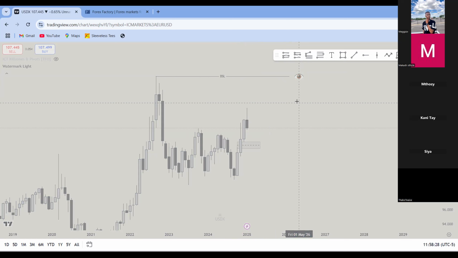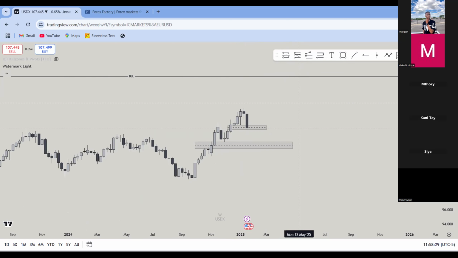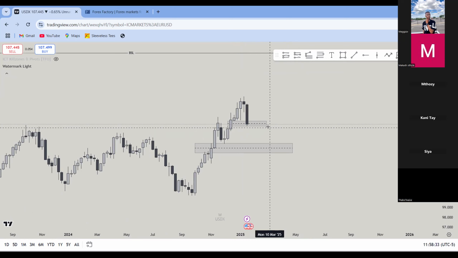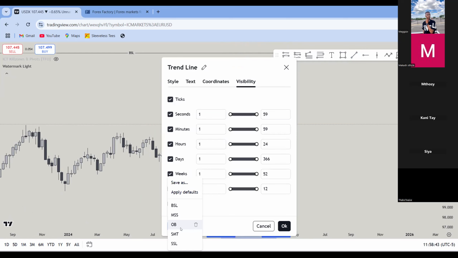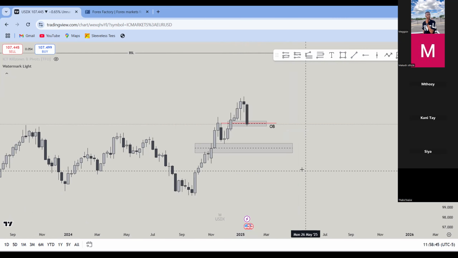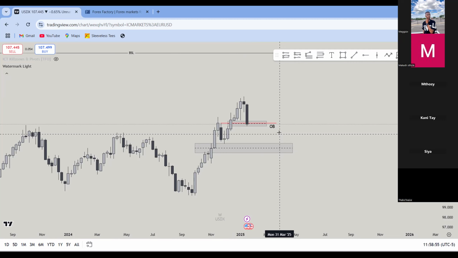When I move down to the weekly time frame, I'm seeing price rebalancing this fair value gap right over here, and also touching this order block right here. So now my ideal bias for the dollar is bullish. If I see price respecting this zone and this order block, I'll be looking for bullish entries. So I already know what my next weekly candle will be. I'm anticipating a bullish candle, so I'm going to be looking for more bullish entries.